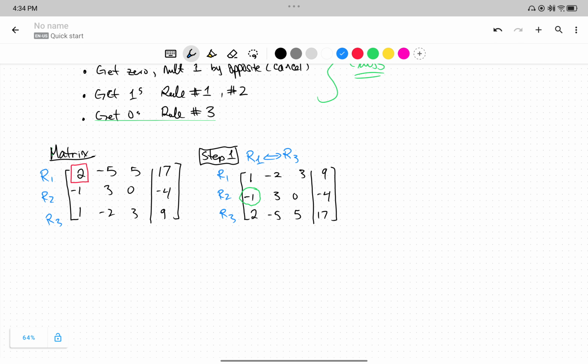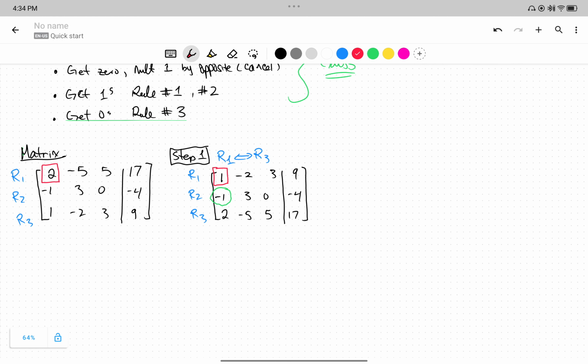So I need to add rows. And you're going to use the one that you just got first to make the other ones zeros. So if that's the case, which 2 rows do you add to get the 0 below? Well, row 1 plus row 2. So let's call that step number 2.